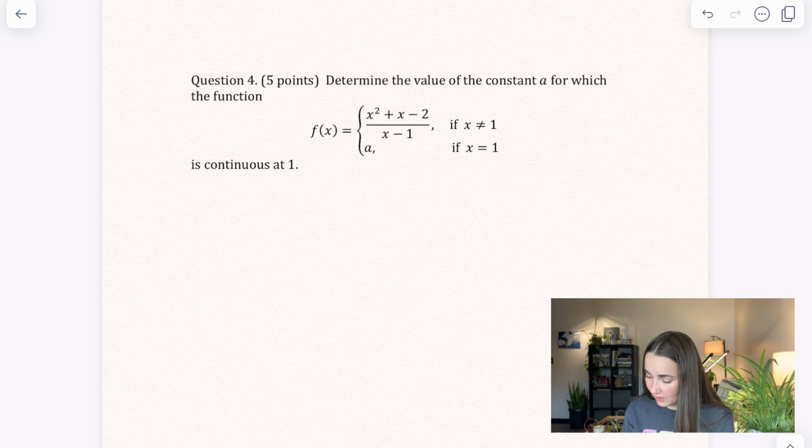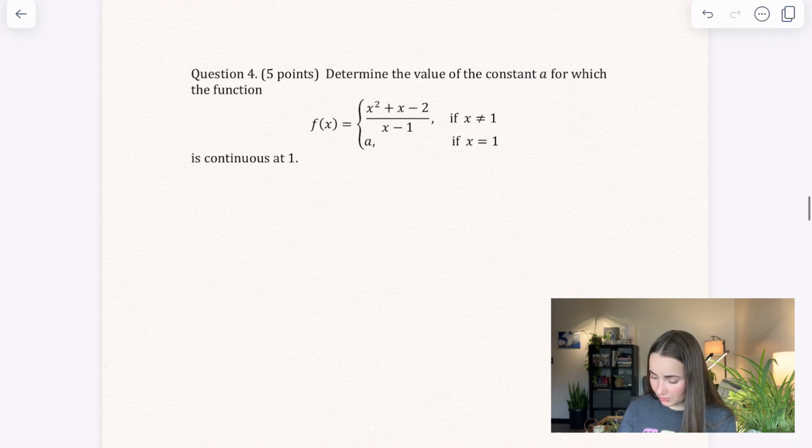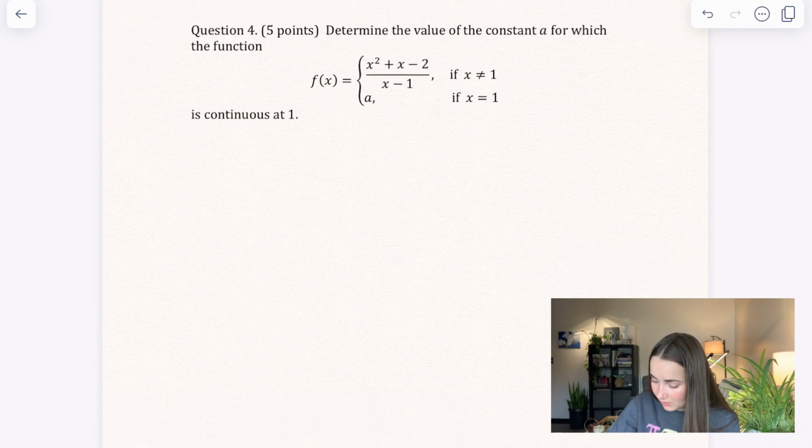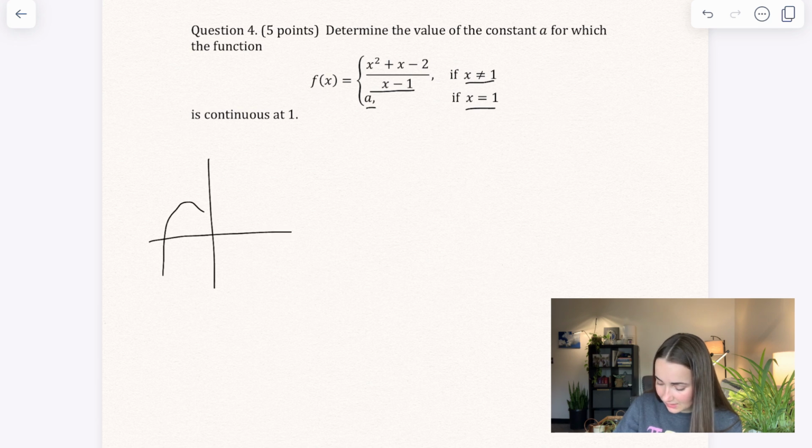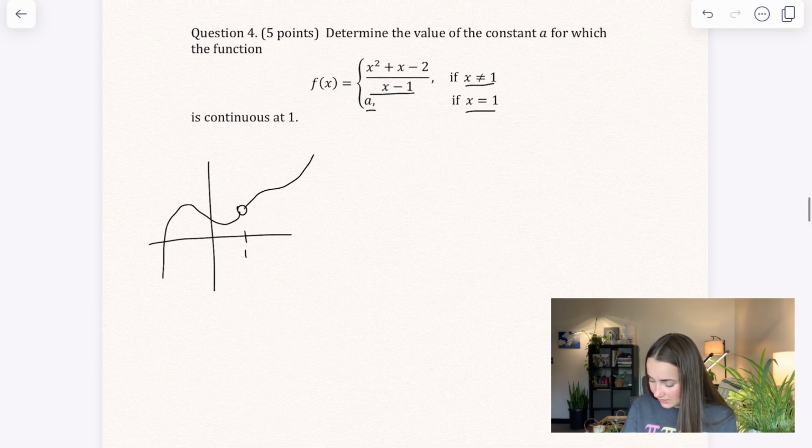So here, determine the value of the constant a for which the function is continuous. Here we have this whole function when x is not equal to 1, and then we have a value of a when x is equal to 1. So what this is asking is we have a function something like this. It's nice and continuous until we hit that value 1, and then it continues on. So if we want the entire function to be continuous, we want a to be whatever this value is going to be, right?